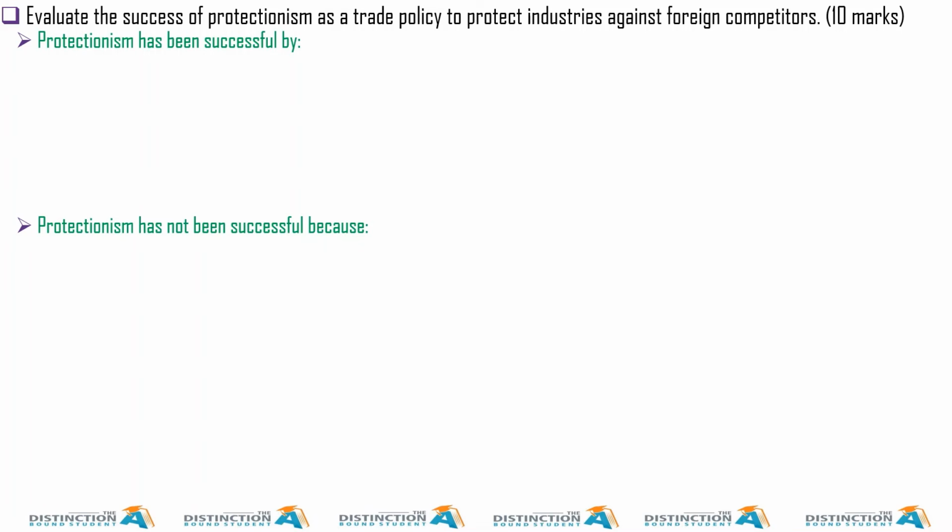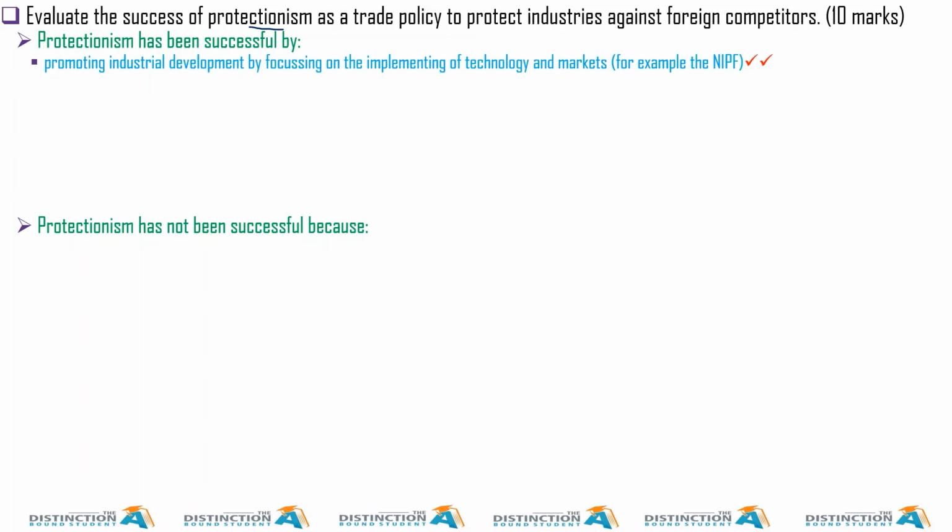Right, again from section C, 10 marks, that additional part. It says here: evaluate the success of protectionism as a trade policy to protect industries against foreign competitors. So here, the success, you can either say it has been successful or you can say it has not been successful. Then you mention why you think it has been successful and why you think it has not been successful. So the keyword here is protectionism. It's the opposite of free trade. Let's look at how it has been.